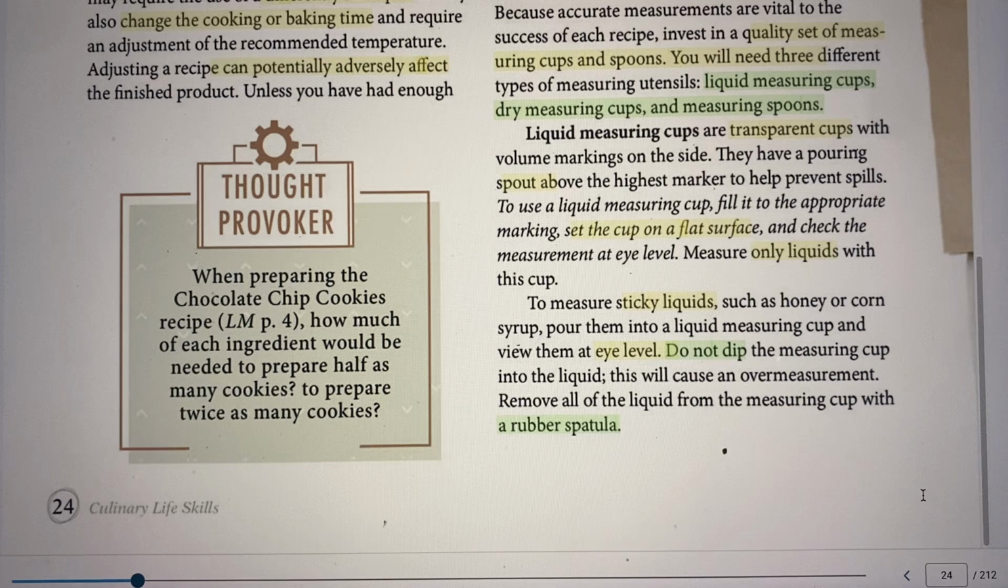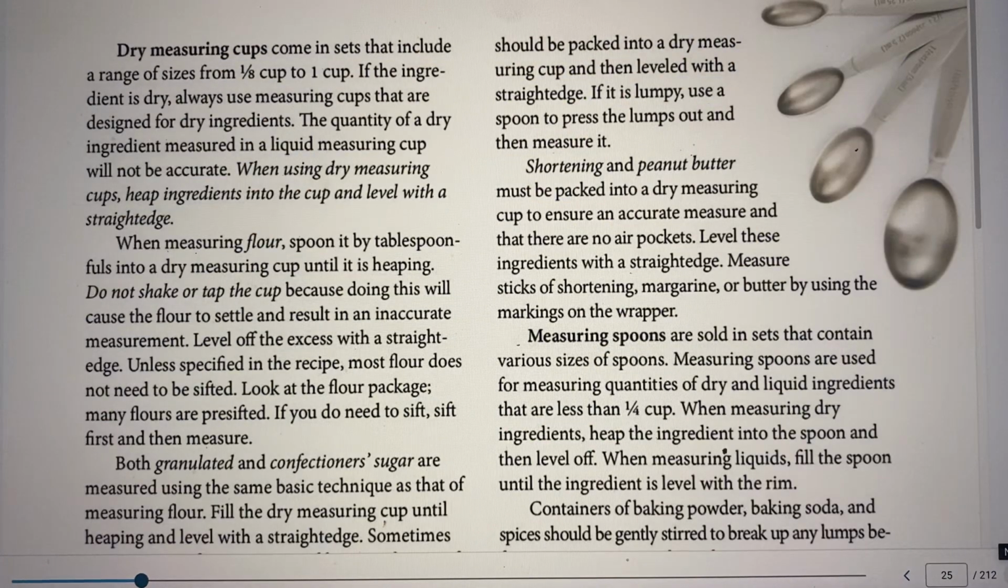If you're going to measure sticky liquids here, like honey, it says do not dip the measuring cup into the honey or the liquid, right? And do not over measure. Remove it with a spatula and put it in. You never dip. So those are sticky liquids.